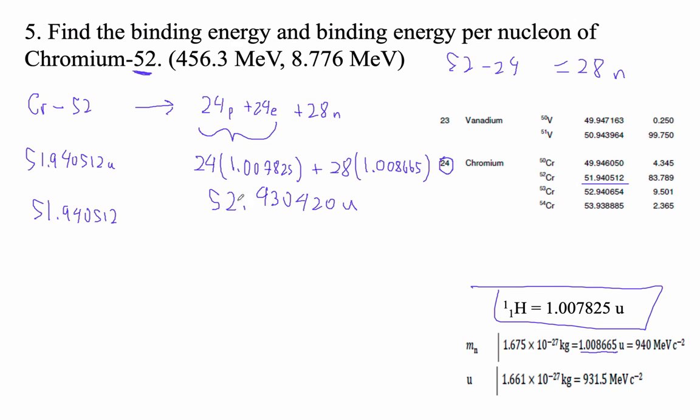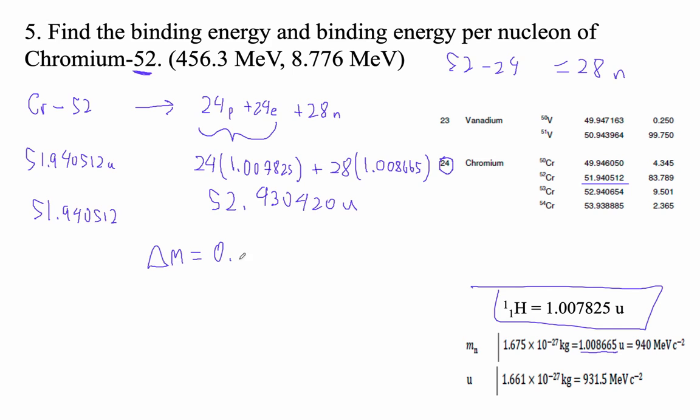All right, and then on this side we got 51.940512. And so I'm going to subtract this from this and get the mass defect. Okay, so minus 51.940512. And the term defect sounds like there's something wrong. And that's based on the old concept that mass is conserved, which it's not. Mass and energy are conserved.